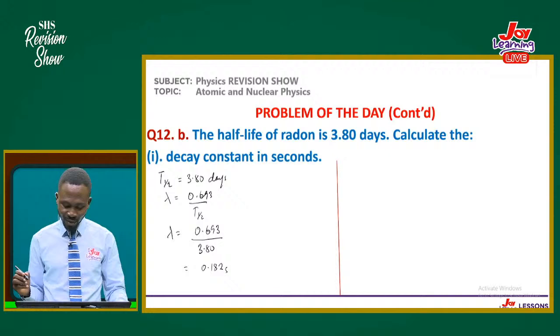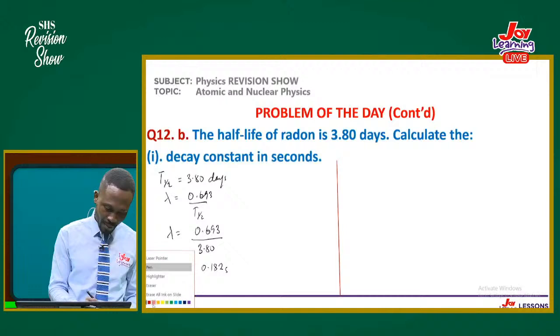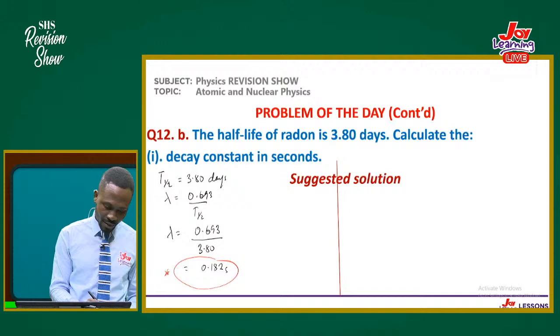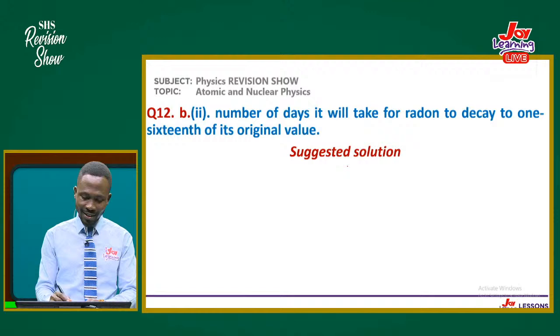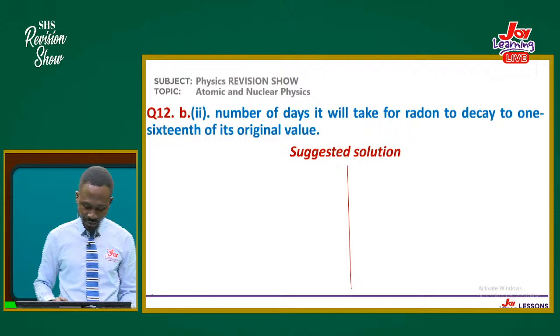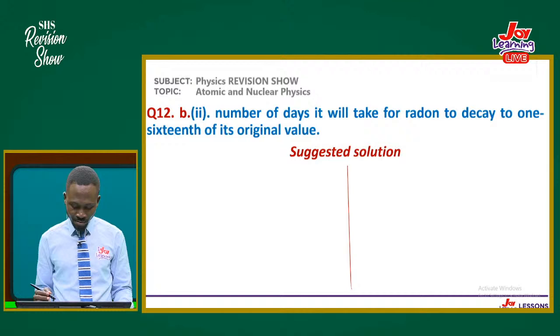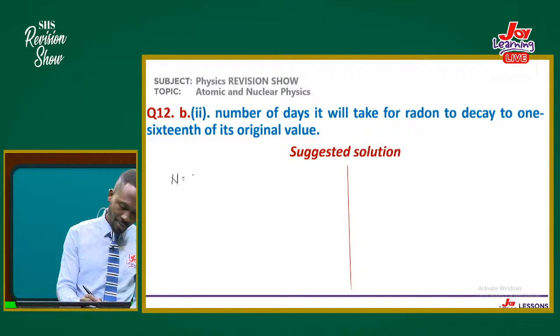Okay, so you are asked to determine the number of days it will take for radon to decay to 1/16 of its original value. That's the question, yeah. Okay, so if radon decays to 1/16 of its original value, we have capital N equal to N naught e superscript negative lambda times t.